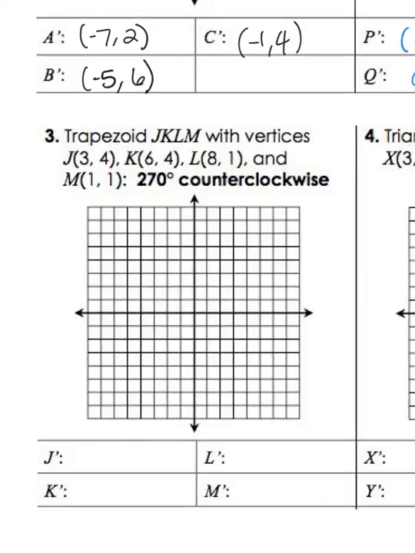Next one is a trapezoid, and we're going to do that 270 degrees. So remember, 270 degrees is I switch x and y, but make x negative. So my original (x, y) becomes (y, -x). Again, you're going to get all the formulas. So let's graph it: (3, 4), (6, 4), (8, 1), and (1, 1). So there's my trapezoid.